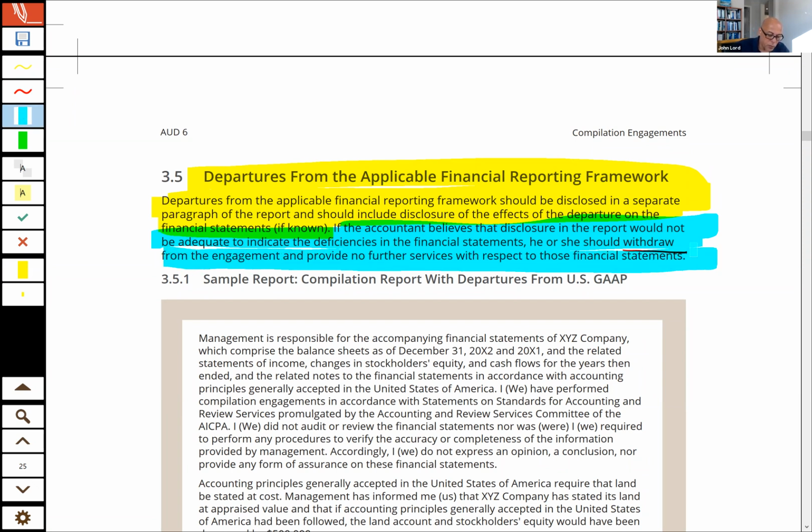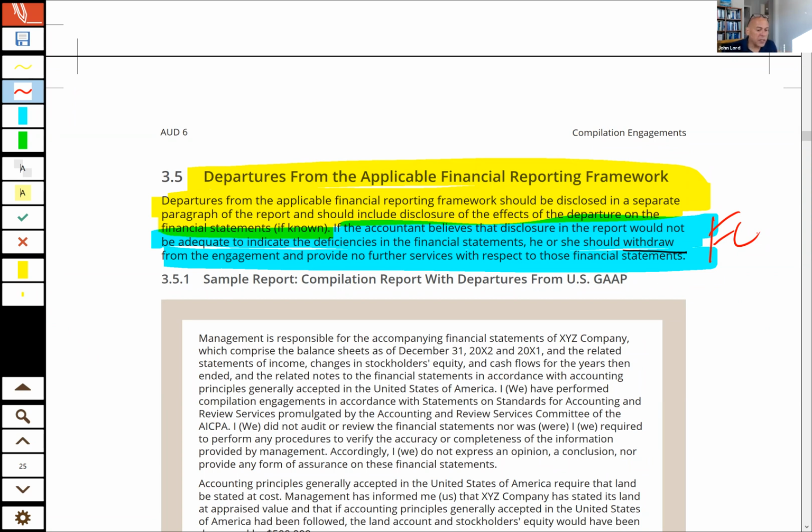So again, what are we doing? We're reading the financial statements for obvious errors. We find them. We say, management, will you fix this? Management says, no, we're not going to fix it. We refuse. Okay, then we're withdrawing because there is no qualification.